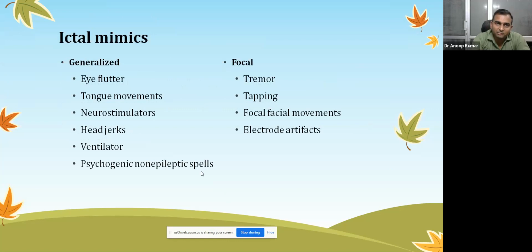And so we have some ictal mimics, some findings like eye flutter, tongue movement, neurostimulators, head jerks, ventilator artifacts, and psychogenic non-epileptic spells. They actually mimic generalized epileptiform discharges. Tremors, tapping, focal facial movements, and electrode artifacts mimic focal findings.